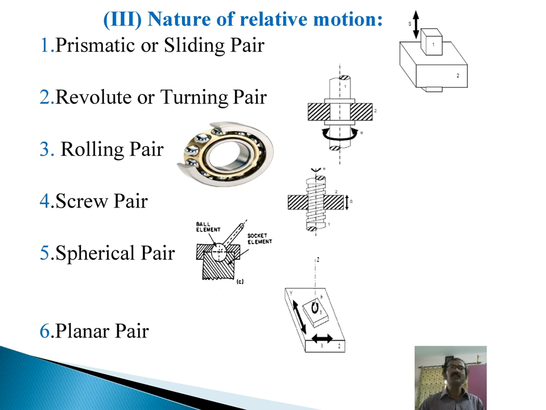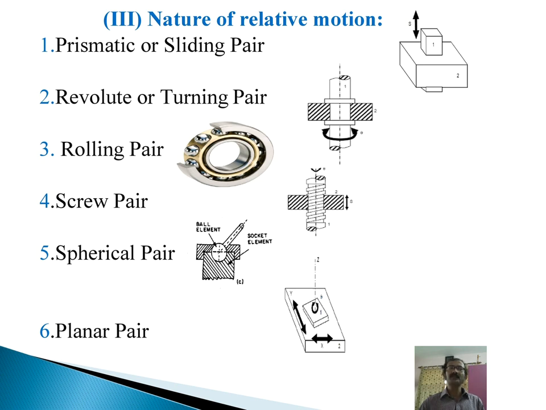Number 3, the rolling pair. When the links of a pair have a rolling motion relative to each other, they form a rolling pair, such as a roller or wheel on a flat surface, or ball or roller bearing. Number 4, the screw pair. If the 2 mating links have turning as well as sliding motion between them, they form a screw pair. The lead screw and the nut of a lathe is an example of a screw pair.